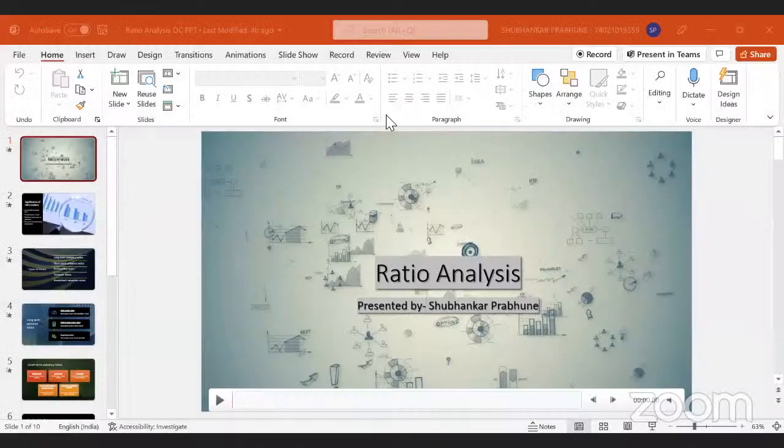Shivankar? Yes, I am here. I am sharing the screen. Okay. Can you see the screen? Yes, it's visible. Please continue.